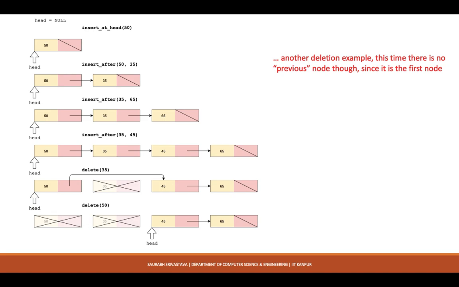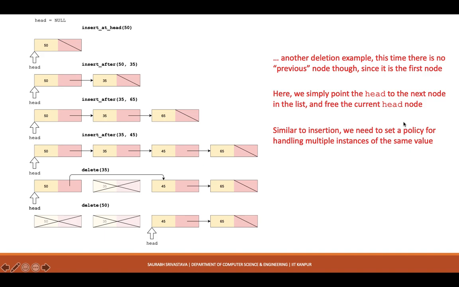And this is another deletion example, but this time because I do not have any previous node, I cannot just alter the pointer. Here the node itself is the first node, the head of the list. So all I have to do is simply move the head to the next pointer. This next pointer was pointing here, so I assign head to point to this particular node now, and these two nodes can now be freed by calling the free method.